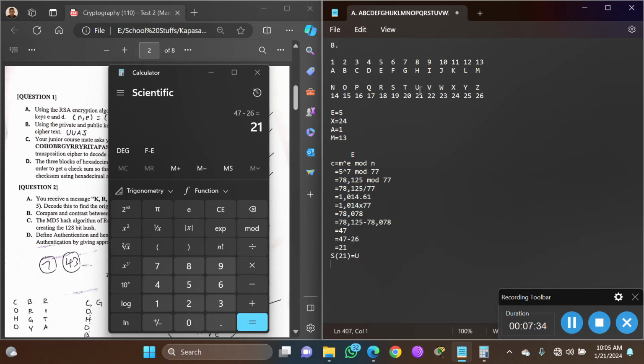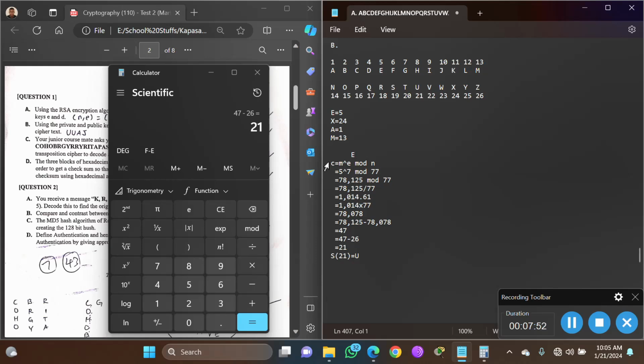But this method is a little bit longer, because if you get a bigger number, you need to count up to that particular number, so it won't make sense. Okay, so just a quick recap on how we encrypted this E.